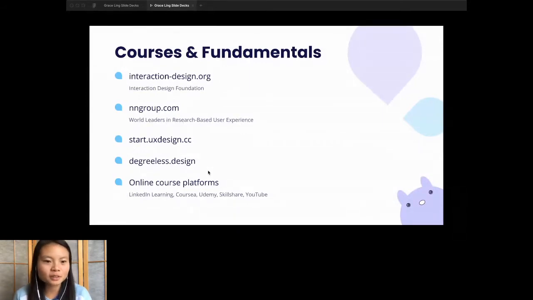Nielsen Normal Group is also a great one. They also write a lot of great content about UX backed by research and backed by evidence. Start UX Design CC and degreeless.design are great resources as well. They're more content-wise, not necessarily a course, but other fundamentals are laid out. So you can consider these as a source of truth.